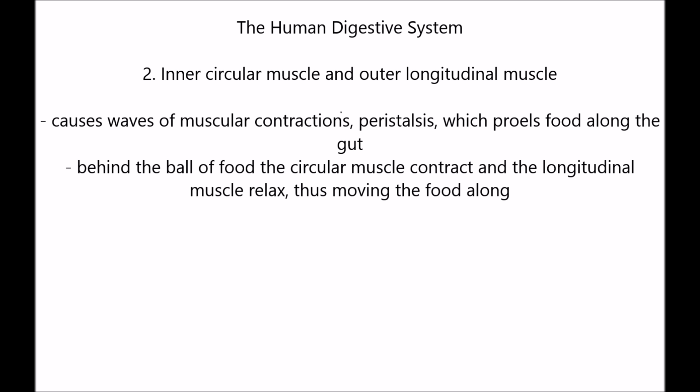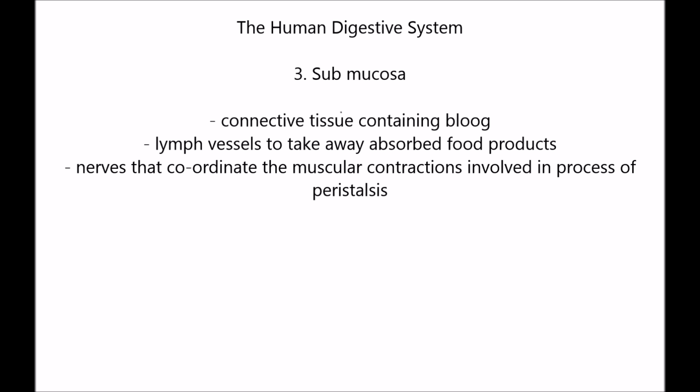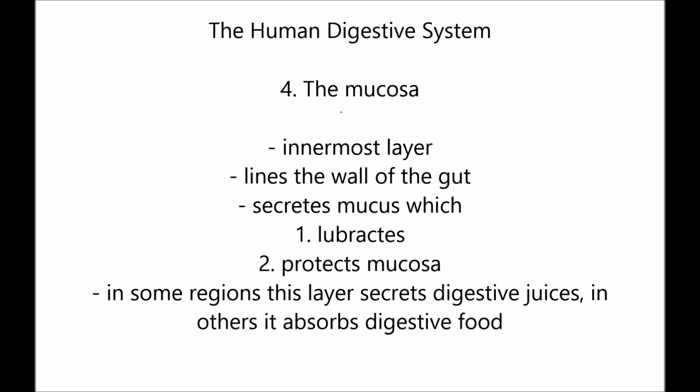These cause waves of muscular contraction, peristalsis, which propels food along the gut. Behind the ball of food, the circular muscle contracts and the longitudinal muscles relax, thus moving the food along. Submucosa. This is connective tissue containing blood. It also contains lymph vessels to take away absorbed food products. It contains nerves that coordinate the muscular contraction involved in the process of peristalsis.